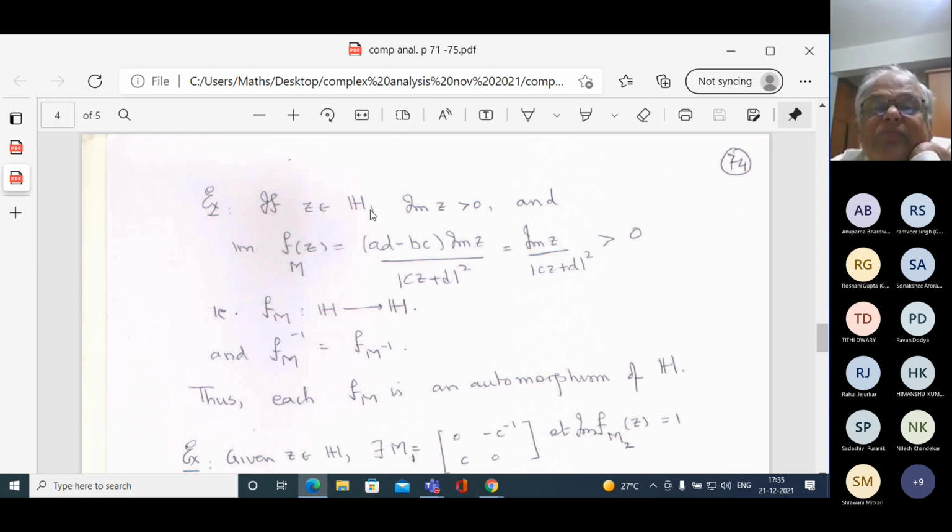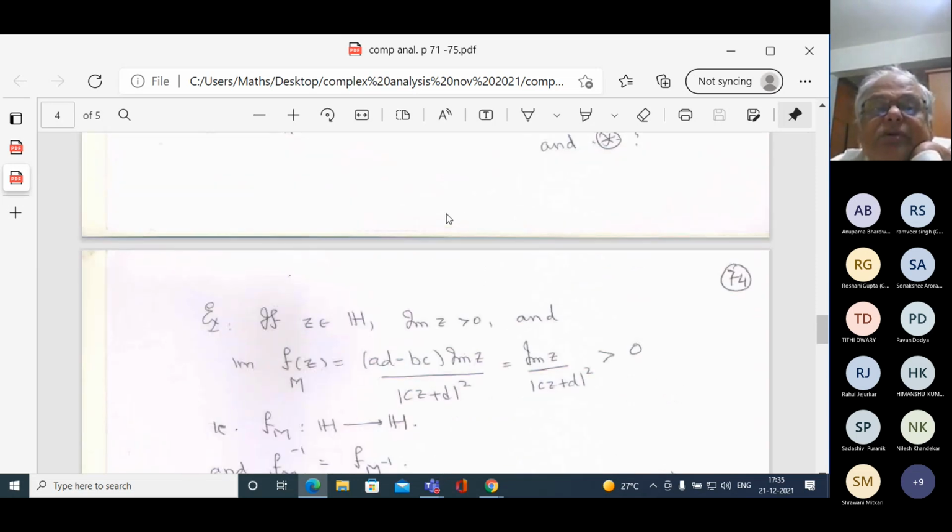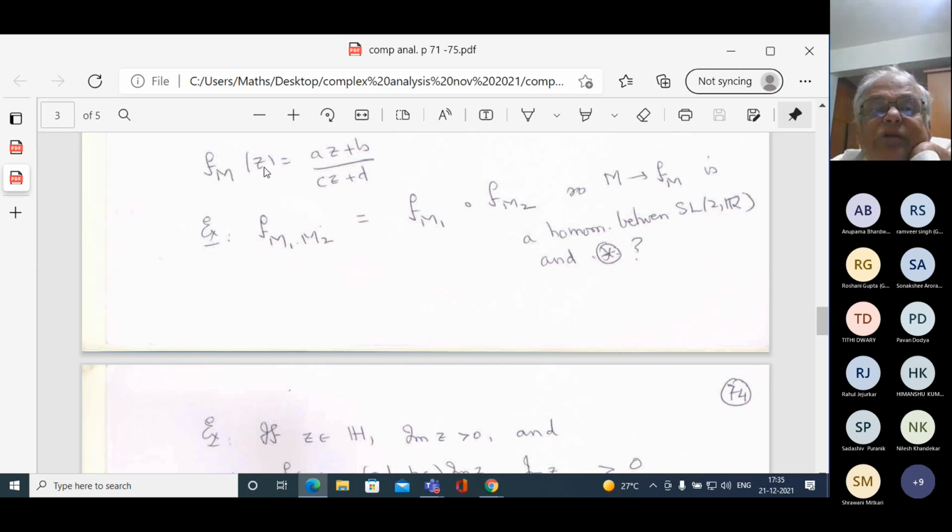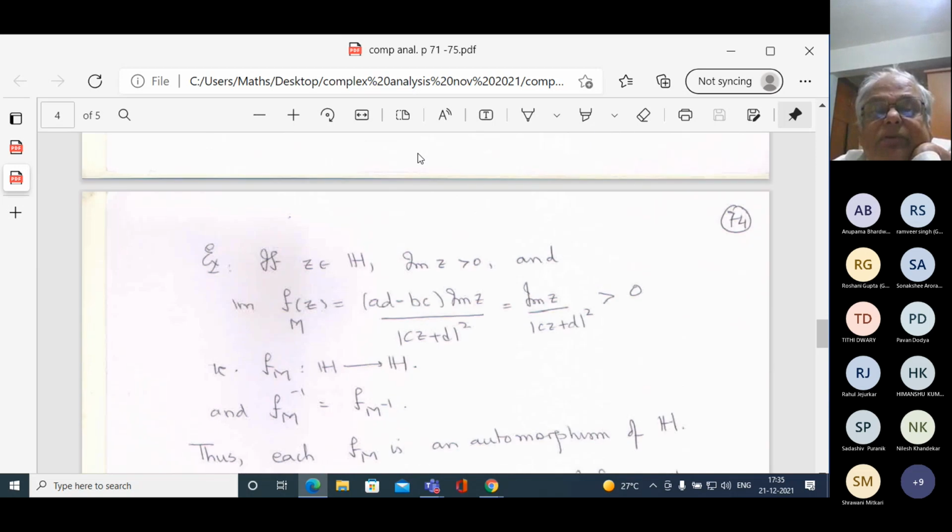If z is in the upper half plane, so the imaginary part of z is greater than 0, you can write down the imaginary part of F_M(z). So I have to multiply by (cz + d) the whole bar. I multiply (az + b) into (cz + d) the whole bar, expand that out, and look at the imaginary part.